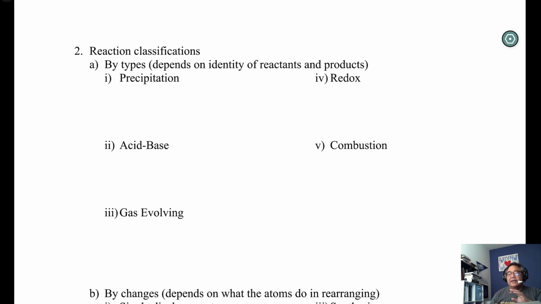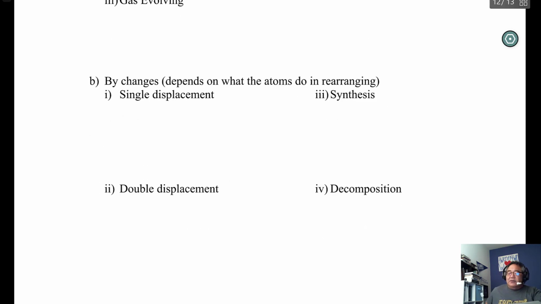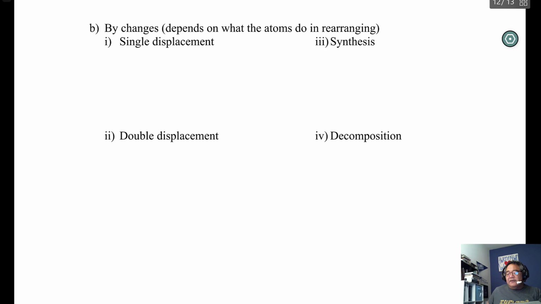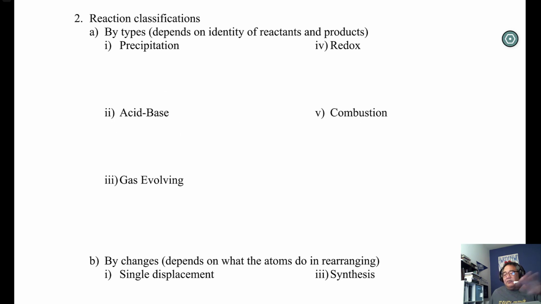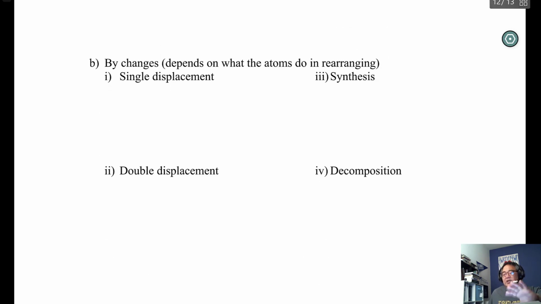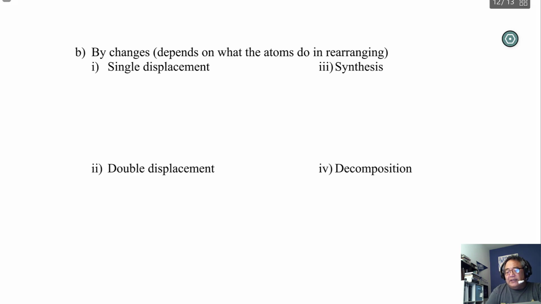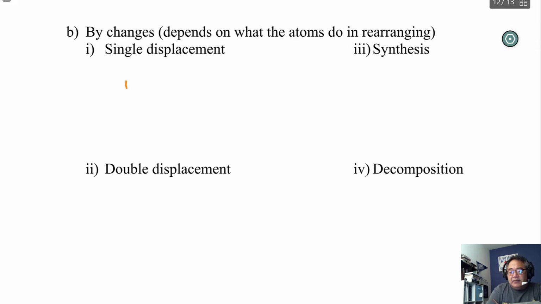There's precipitation, acid base, gas evolving, redox, which we're not going to talk about, but combustion is a type of redox reaction. The other one, and this is what I'll point to in your book, is classification not by necessarily what is reacting or the products of the reactants, but just by what the atoms are doing. So I'm going to write some of these out for you, but you should really read the book for more detail. A single displacement or single replacement reaction would be A plus BC, and you get AC plus B.